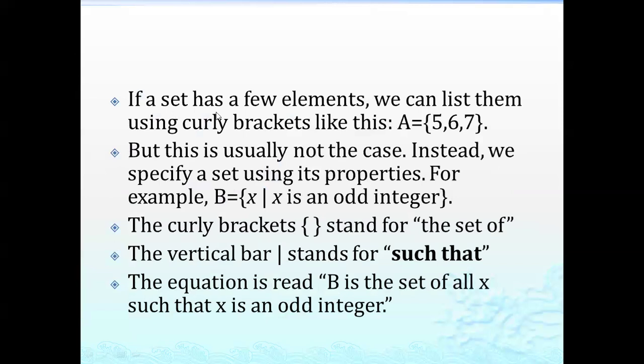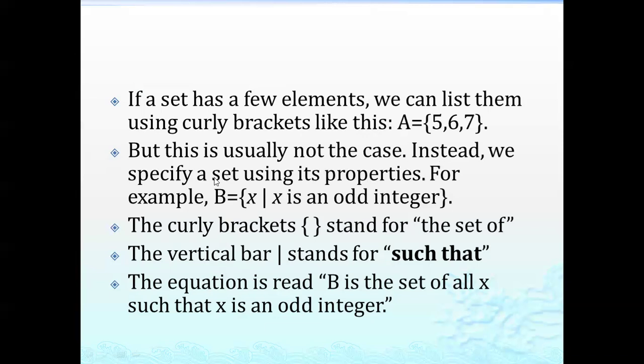If a set has a few elements, we can list them out using curly brackets like this, such as A equals {5, 6, 7}. That means a set containing 5 and 6 and 7 only. But this is usually not the case. For example, if we have a set that contains a lot of numbers, then we cannot list them.